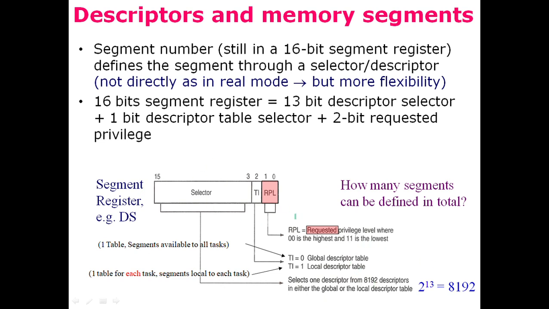So this is the selector field, which is a 13-bit value taken from the segment number in any of the segment registers: data segment, code segment, stack segment, and extra segment. These are the segment registers that give us the 16-bit value, and it is then separated into 3 fields: the table selector, the descriptor selector, and the request privilege level.